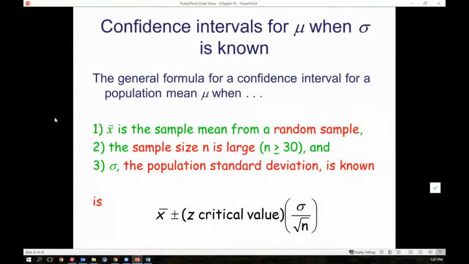So the first one we're going to look at is confidence intervals when sigma is known. If you like to color code your notes, maybe you want to highlight or underline. Sigma is known, because this is the first method.